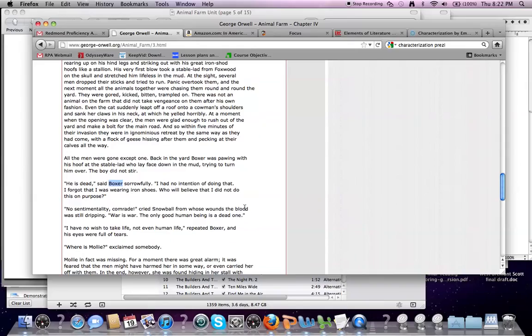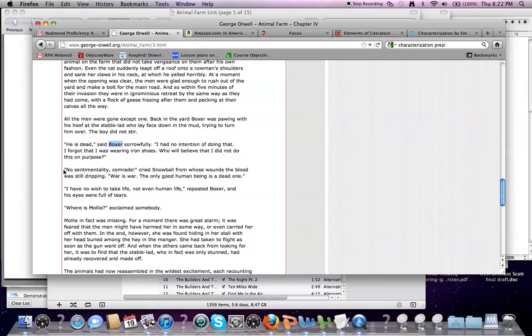It's interesting what we see. Originally, what Old Major was telling us was that those who walk on two feet are the enemy. Now what we're seeing is "no sentimentality, comrade," because Boxer feels bad, right? He says, "I didn't want to kill him. I feel badly about that." But he says, no sentimentality. War is war. The only good human being is a dead one.